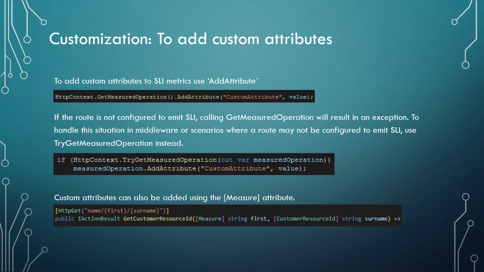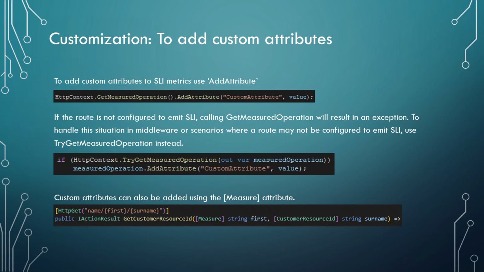You can add custom attributes as a dimension to SLI by calling AddAttributes. And you could do this at the method level, in the middleware, or in the enrich callback. When you do it on the middleware, be careful to use a TryGet method because there may not be SLI information based on how you configure the server. For example, if authorization failed, maybe it never got to the part that adds SLI information. So you don't want it to throw. So use the try method.